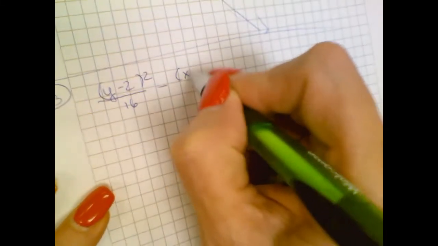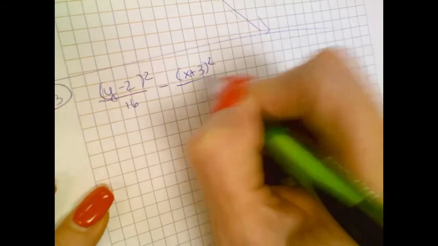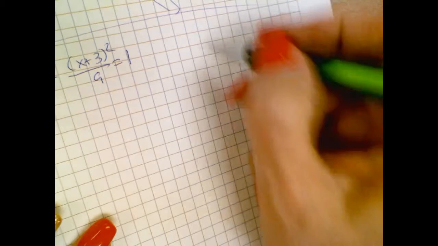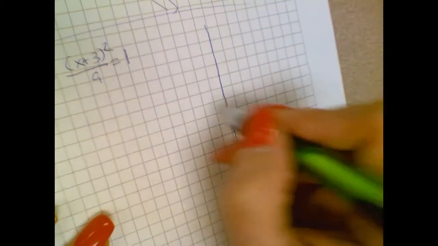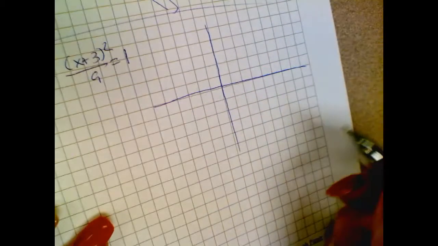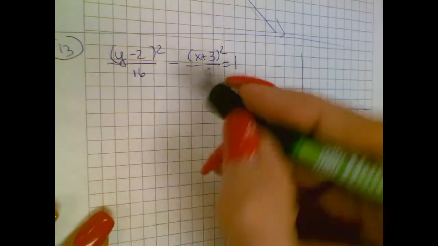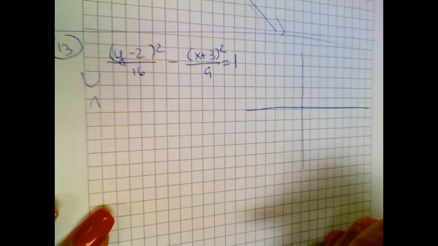Minus x plus 3 squared over 9 equals 1. Let's get our graph ready. This is going to be an up and down one. How do I know? Because the y is the positive term. So this is going to be an up and down one.